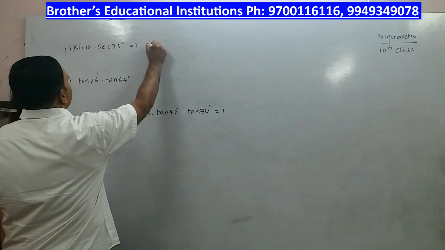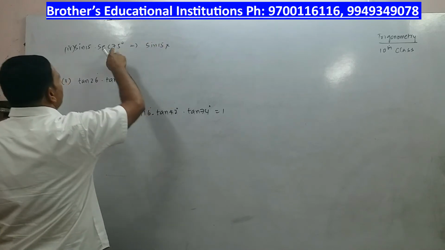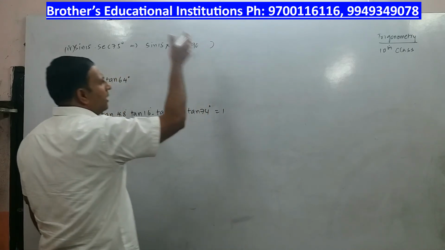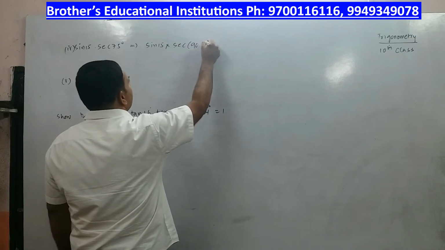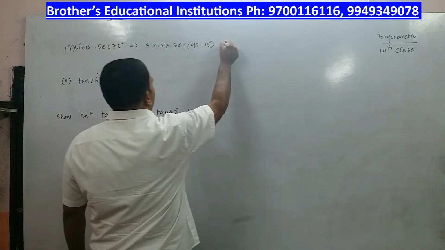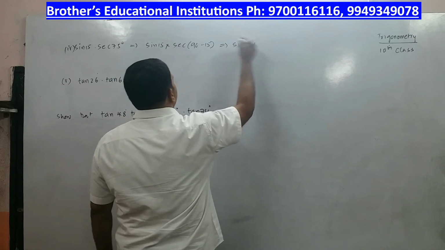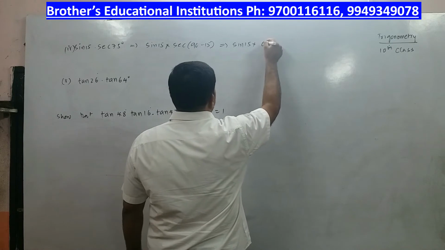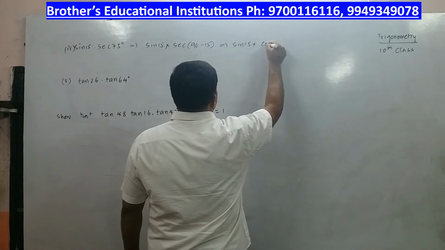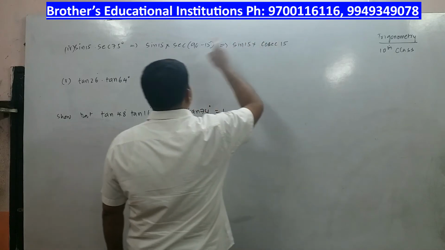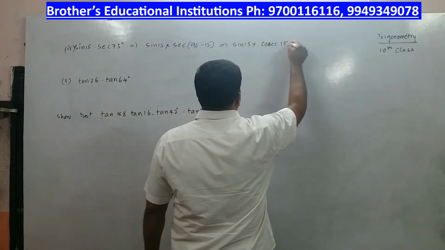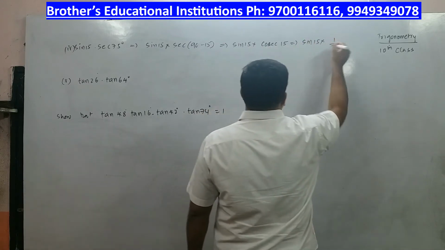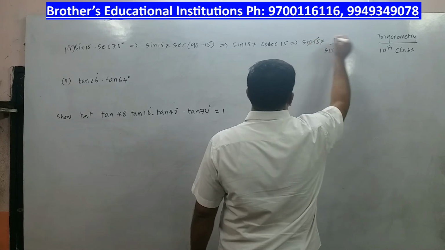Now sine 15 degrees, I will write as it is, into, I would like to change this. So it is secant of 75, I want to write as 90 minus something. Tell me what is 90 minus something? 90 minus 15. 90 minus 15 is 75. So it is sine 15 degrees into secant of 90 minus theta. Secant of 90 minus theta is equal to cosecant theta. And now in the next step I will write sine 15 into cosecant 15, which is nothing but 1 by sine 15. Both of them cancel and the answer is 1.